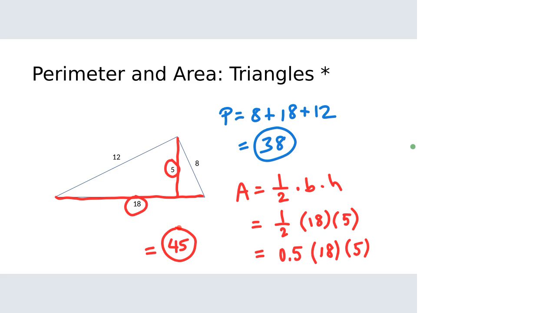Any questions on that one? We've done perimeter and area of rectangles, parallelograms, and triangles. All right, very good.